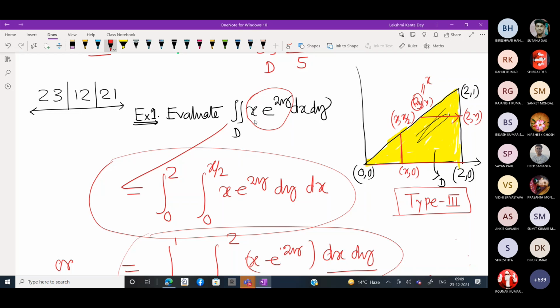So this region is basically a type 3 region. Why is it a type 3 region? Because it can be expressed either as type 1 or as type 2. That is why it is a type 3 region, right? Now, in order to evaluate this double integration, we have to find it by means of an iterated integral, right?